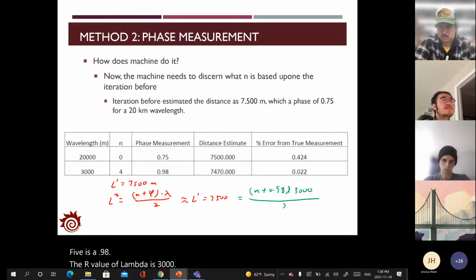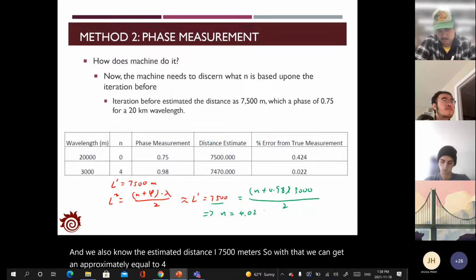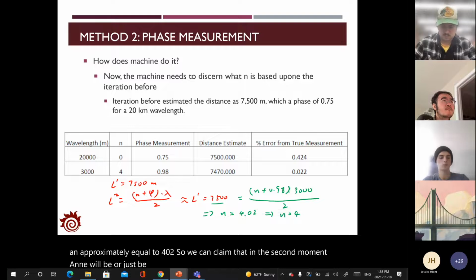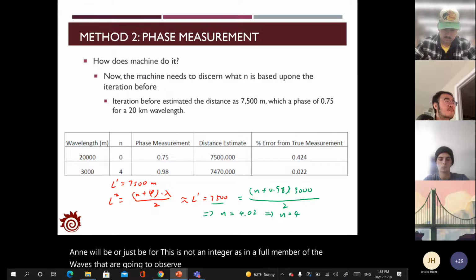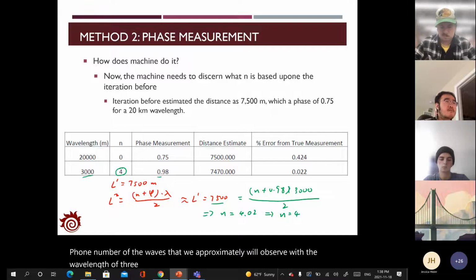And we also know the estimated distance is 7,500 meters. So with that, we can get n approximately equal to 4.02. So we can claim that in the second measurement, n will just be 4. This is an integer, as in the full number of the waves that you're going to observe. So now we have the full number of the waves that we will approximately observe with the wavelength of 3 kilometers. And we observe the phase difference as 0.98.